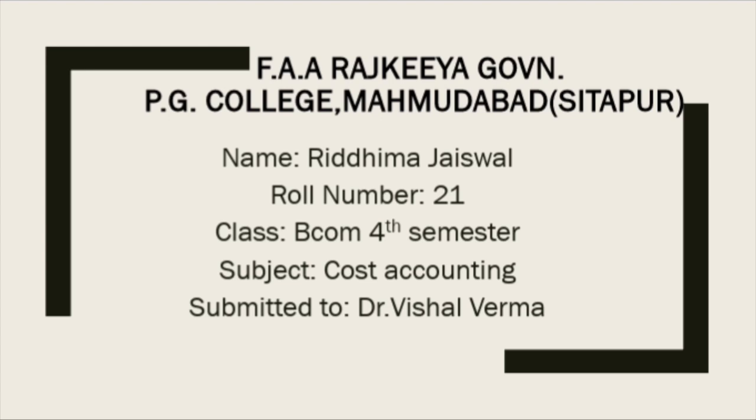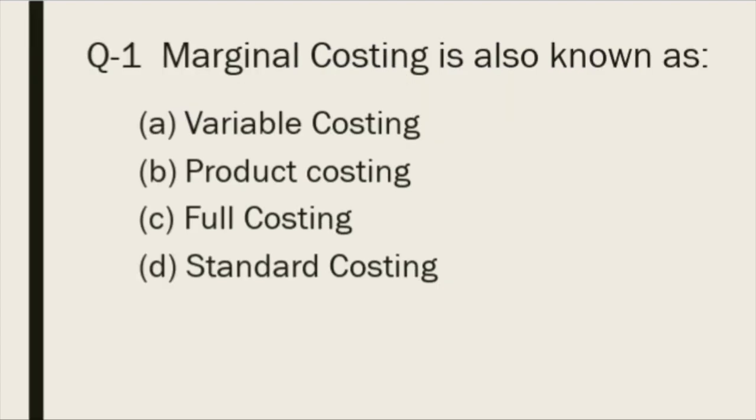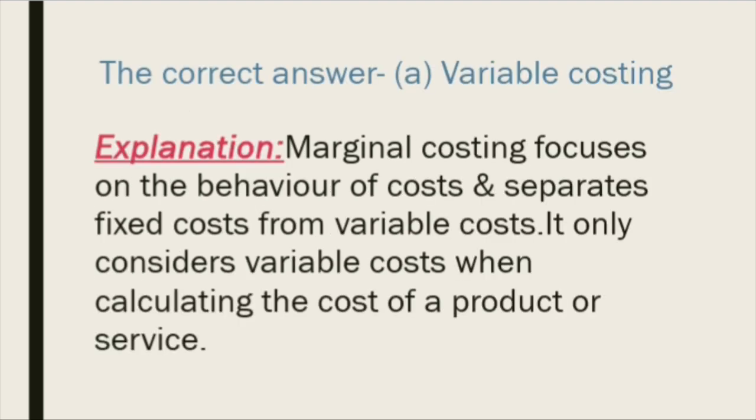So, I have a series of 50 MCQs. Let's start. Here the first question is: marginal costing is also known as? The four options are variable costing, product costing, full costing, standard costing. And the correct answer is variable costing. An explanation is that marginal costing focuses on the behavior of cost and separates fixed cost from variable cost. It only considers variable cost when calculating the cost of a product or service.